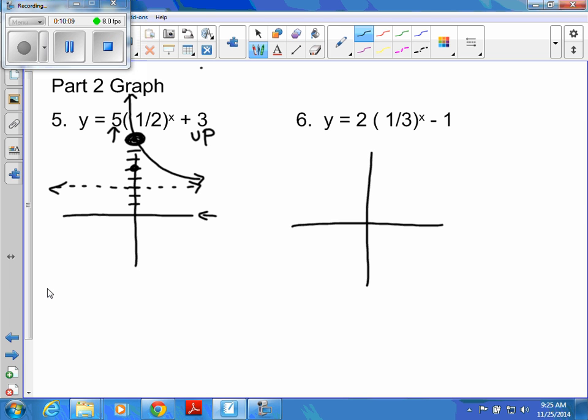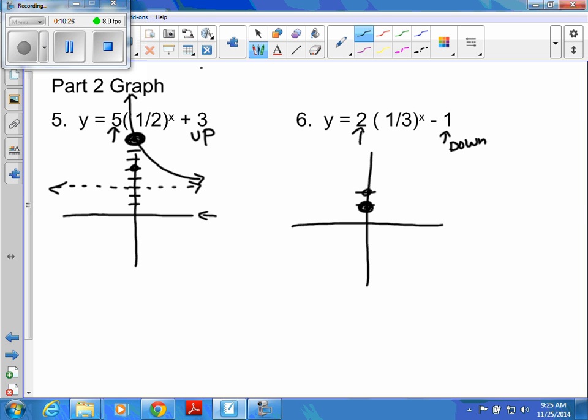Okay, we're going to do this one. Our initial value is at 2, so I'm going to just put a little dot at 2. But I'm going to shift it. I'm going to shift it down 1. So instead of at 2, my big dot's going to be at 1.